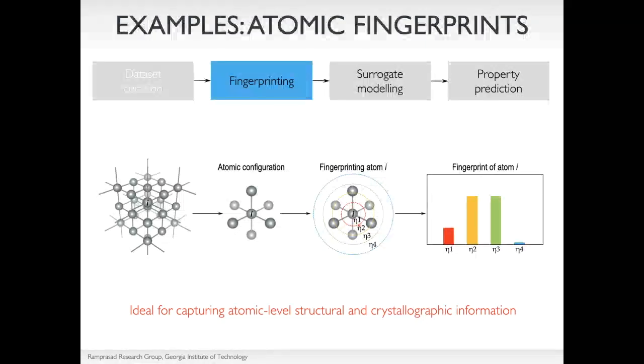Within this red circle, there is nothing. Within this orange circle, oh yeah, there are a few. And then within this green circle, maybe there are more, and so forth. So that way you can fingerprint the environment around atom I. So this kind of fingerprinting strategy is very useful when you want to capture microscopic or nanoscopic information.